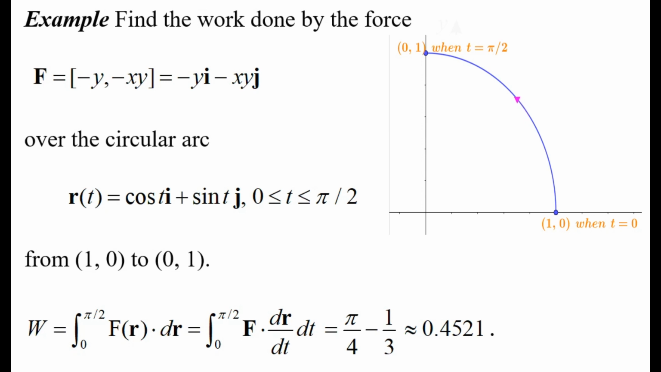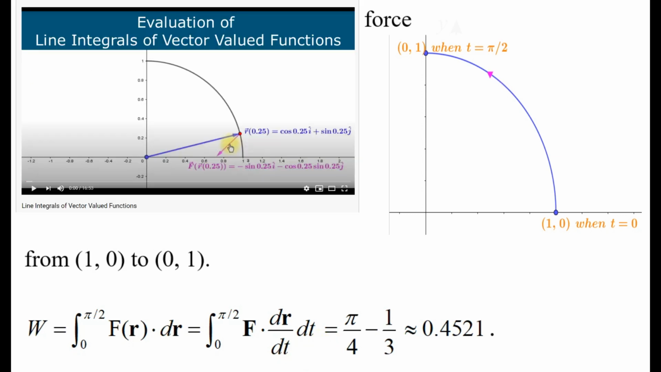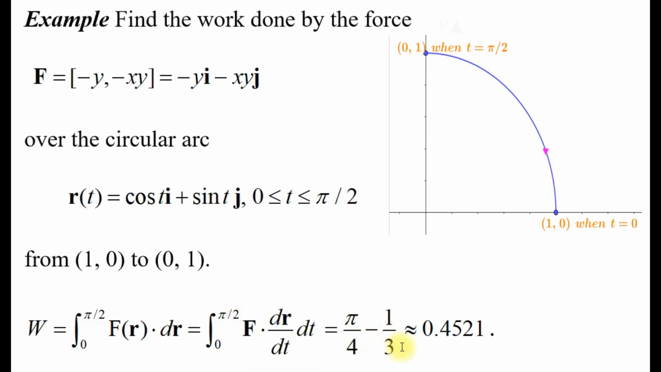So this is the circular arc mentioned in this example, and we have to evaluate the integral from 0 to pi by 2 of F dot dr, which is equal to the integral from 0 to pi by 2 of F dot dr by dt, dt. In the video on line integrals of vector valued functions, we have evaluated this, and it is equal to pi by 4 minus 1 by 3, which is approximately equal to 0.4521.